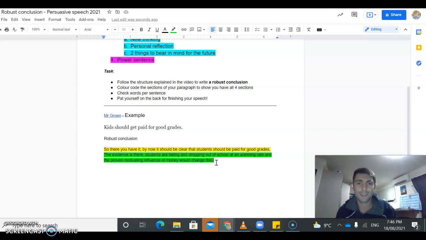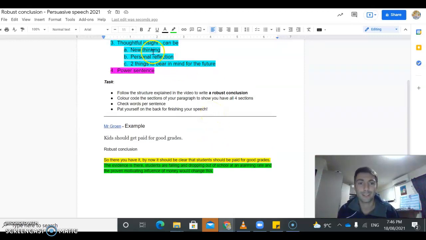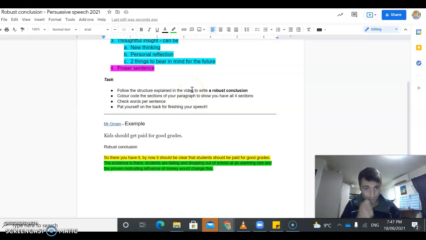The third part is when it gets interesting, okay? This is the part where you reflect on your entire speech. You have an opportunity here to say something that will really stick with your audience, but you have to use one of those 3 things I've highlighted above. New thinking, personal reflection, or 2 things to bear in mind in the future. I chose a mixture of a personal reflection and new thinking. I'll show you what I've got.